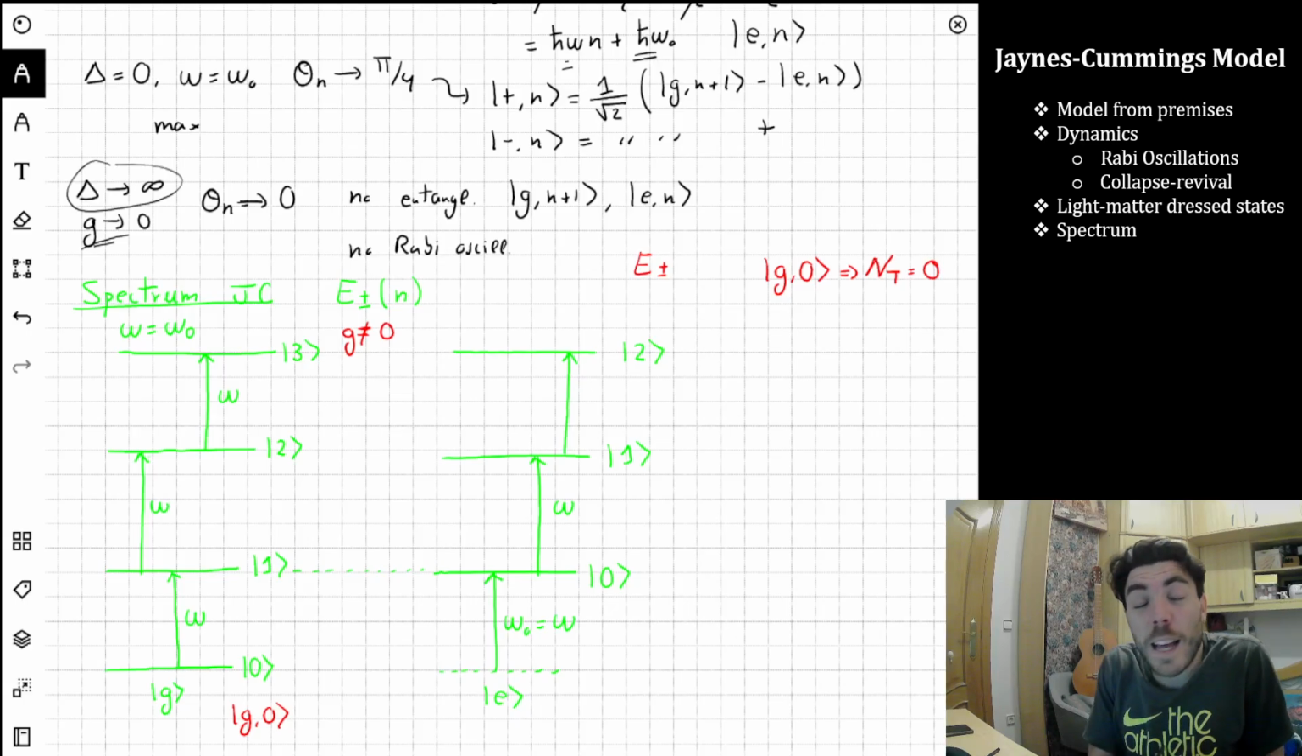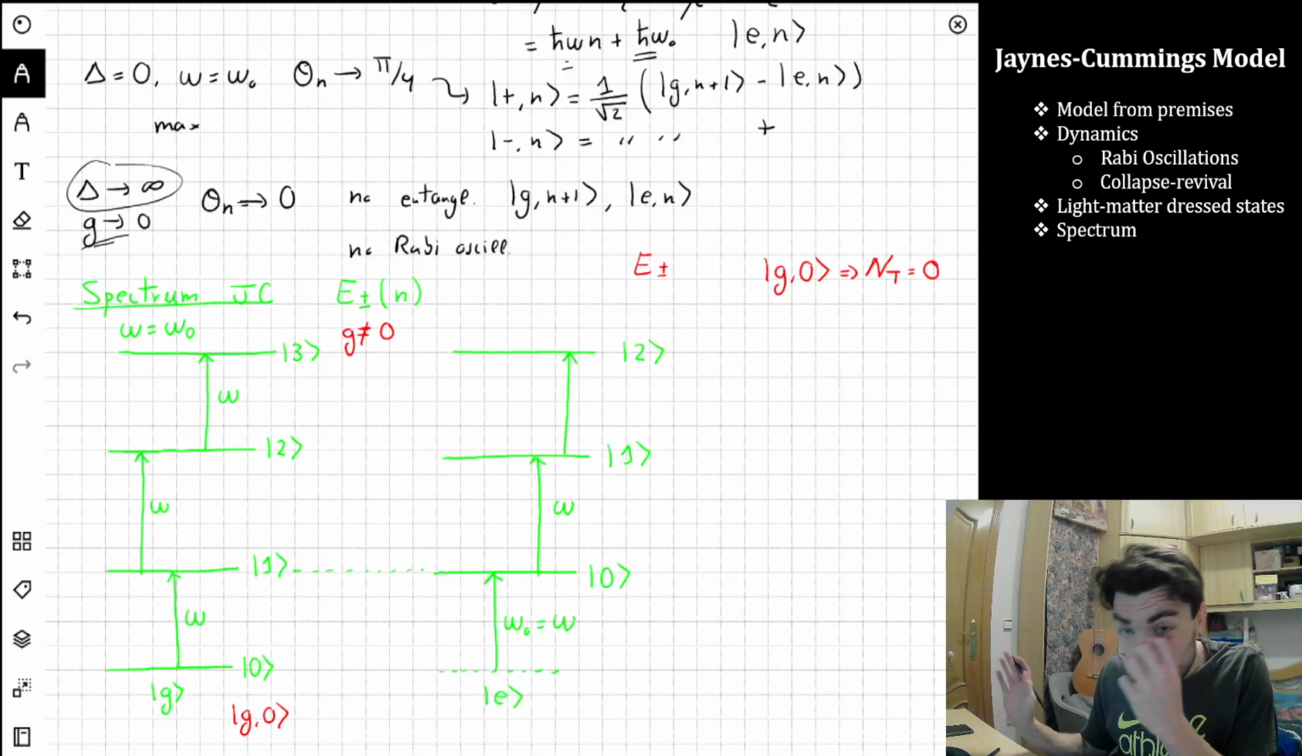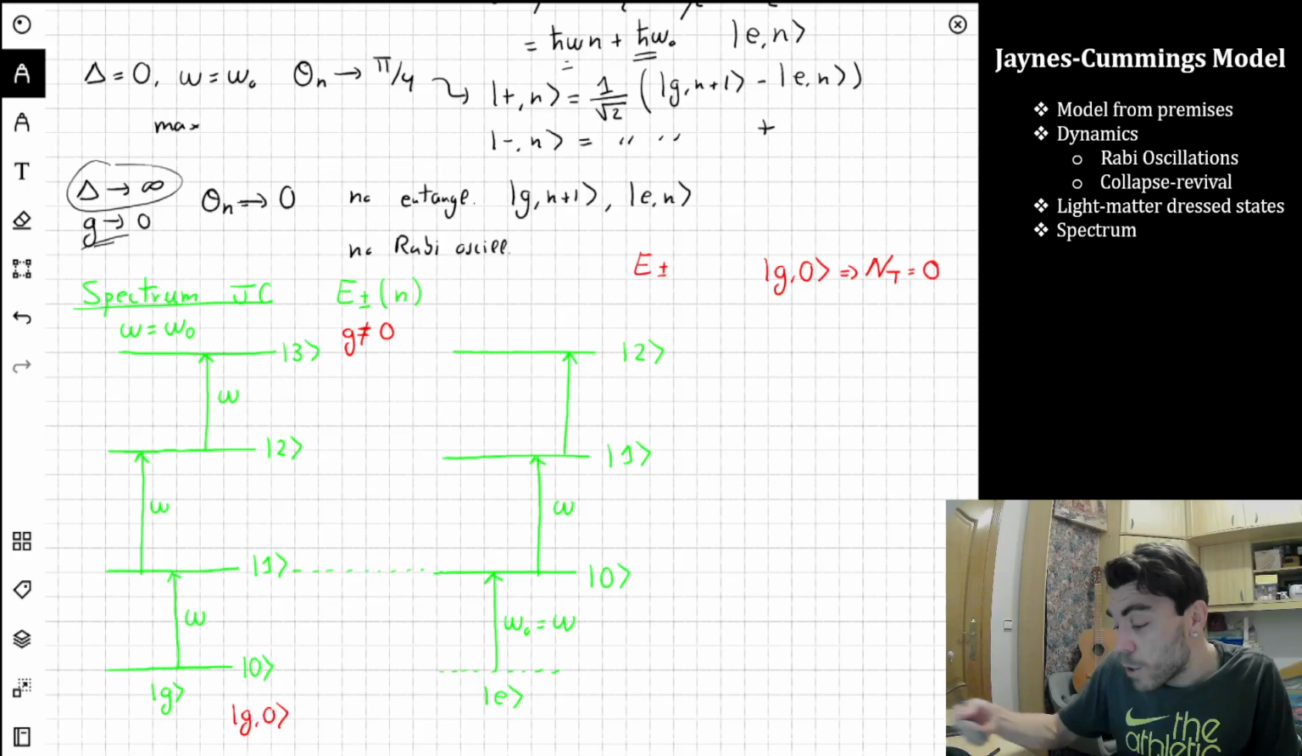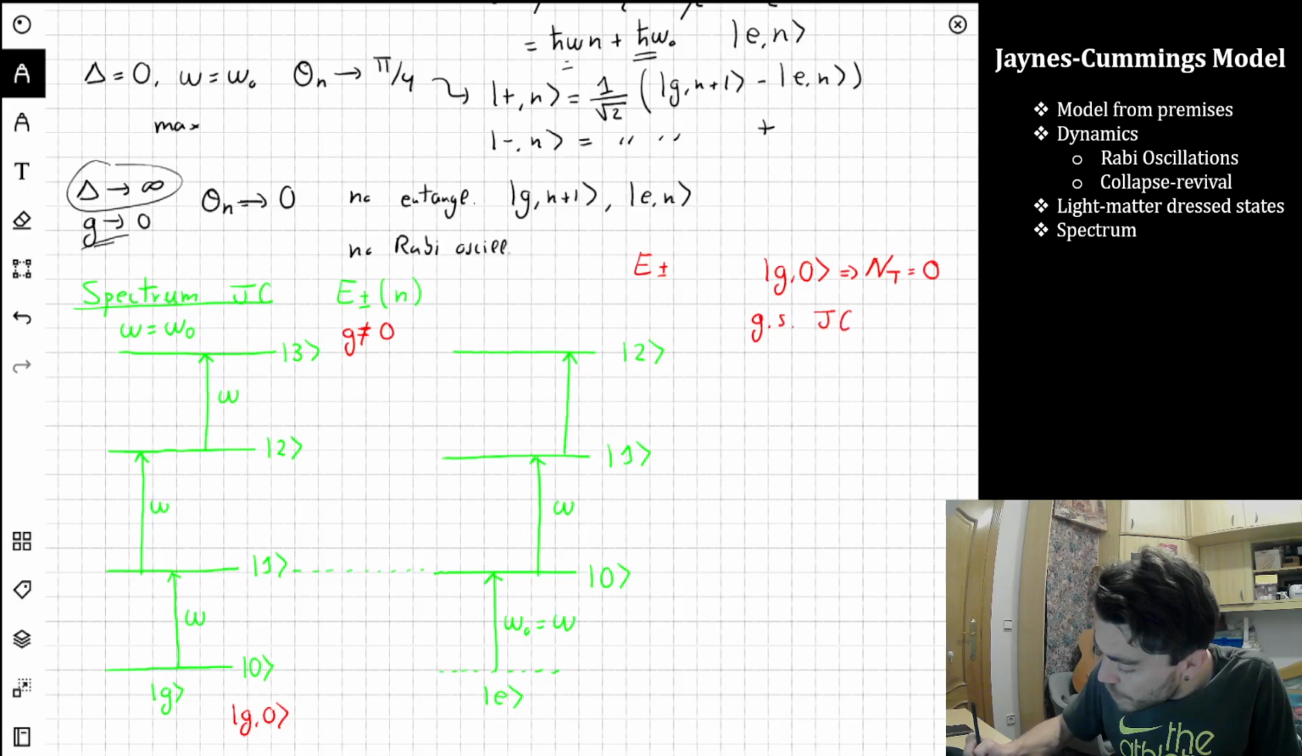The atom is in the ground state and there are no photons in the cavity. So this state cannot couple to anything in the Jaynes-Cummings Hamiltonian, because you need at least some energy in the system in order for both systems to start oscillating between them. But this state is perfectly valid, and we can actually see it from the equations that we did before. This state exists and is the ground state of both the Jaynes-Cummings and the unperturbed system.